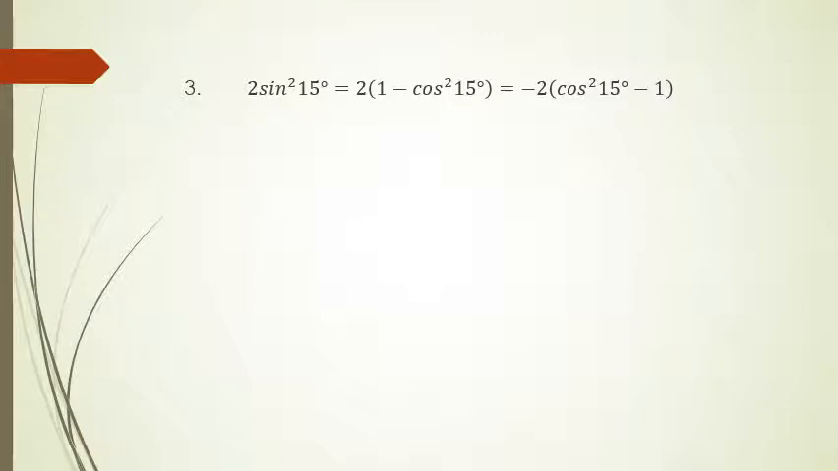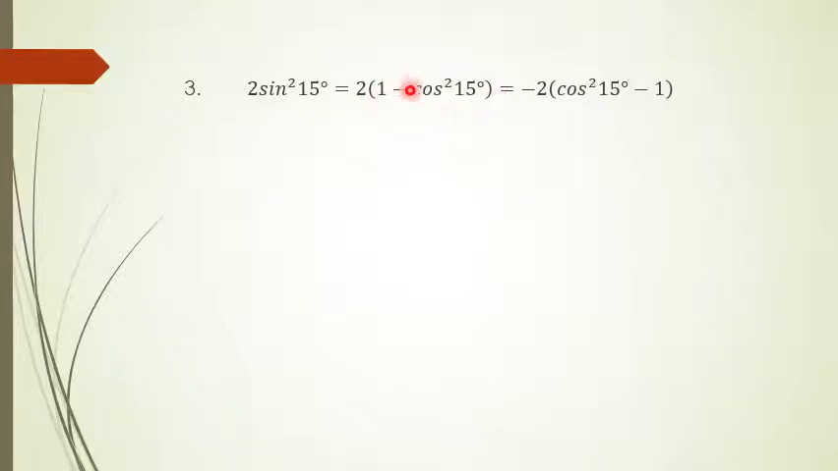Question number 3. Here we choose to replace sine squared 15 degrees with 1 minus cos squared 15 degrees, from the identity that sine squared 15 plus cos squared 15 equals 1.